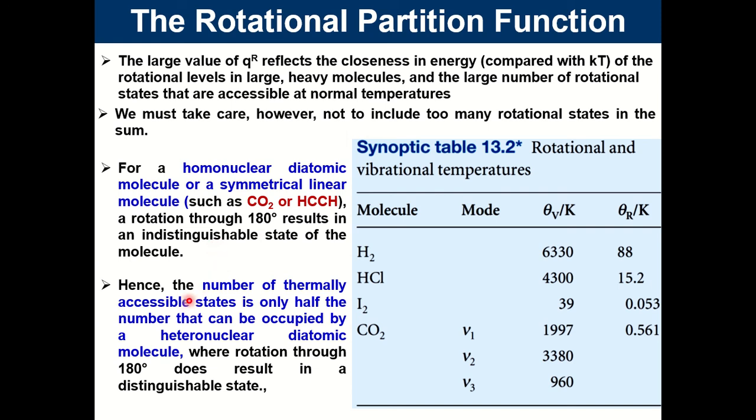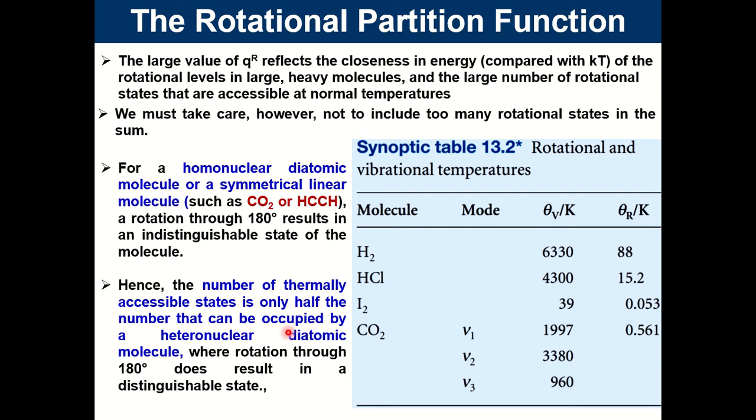So the number of thermally accessible states will be only half of that number that can be occupied by a heteronuclear diatomic molecule. So if you have an AB type molecule or an A2 type molecule, there is a difference. In case of an AB type molecule, that is heteronuclear diatomic molecules, when you rotate it by 180, you do not get an equivalent configuration. During the entire 360-degree rotation, there is only one distinguishable configuration, that is the original one.